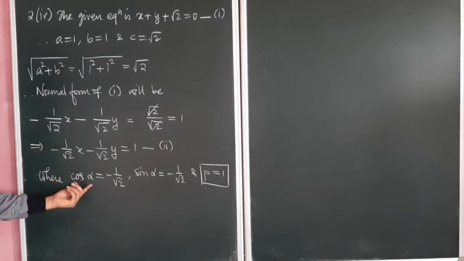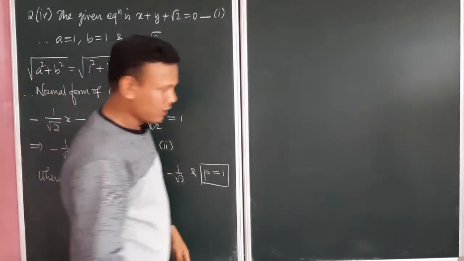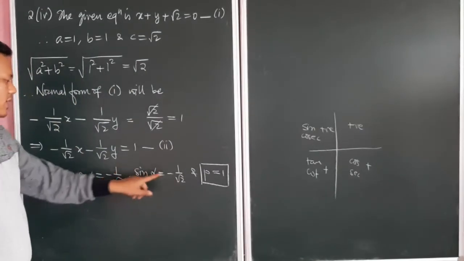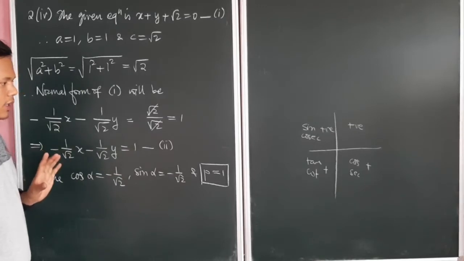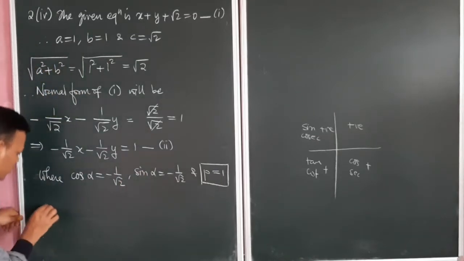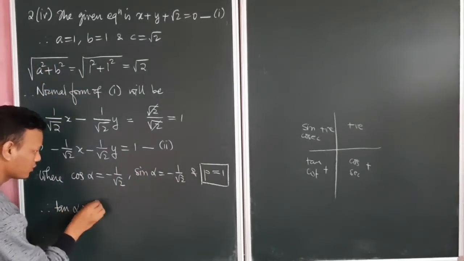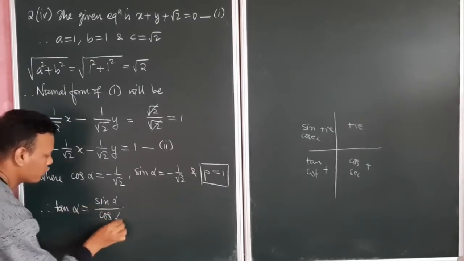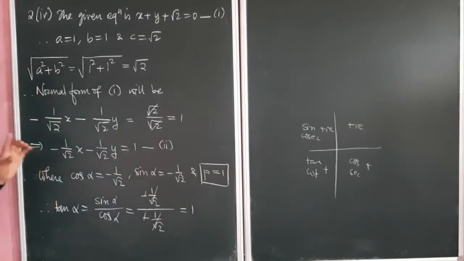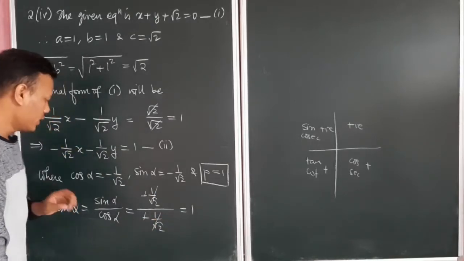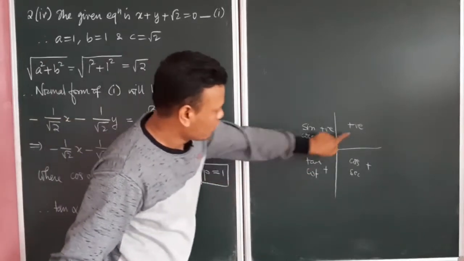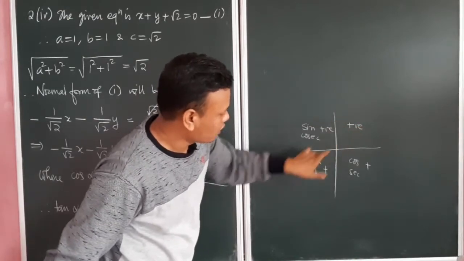In this case we see that cos is negative. So let me draw that diagram again. We have to go to the quadrant where both cos and sin are negative. Therefore tan alpha is equal to sin alpha by cos alpha, which is minus 1 by root 2 divided by minus 1 by root 2, so both get cancelled and this equals 1. So I have to search for the quadrant where tan is positive. Tan is positive either here or here, so my answer should be in the first or second quadrant.